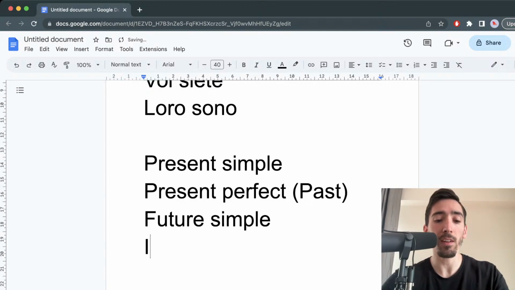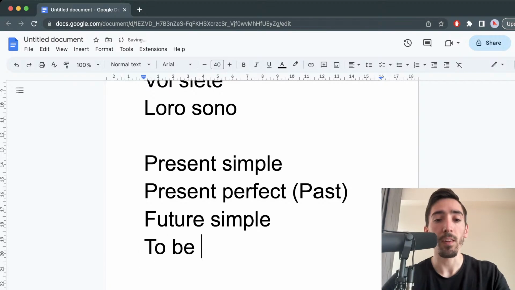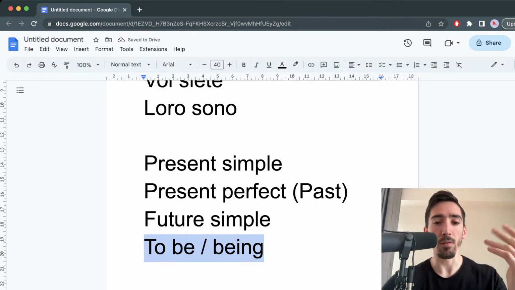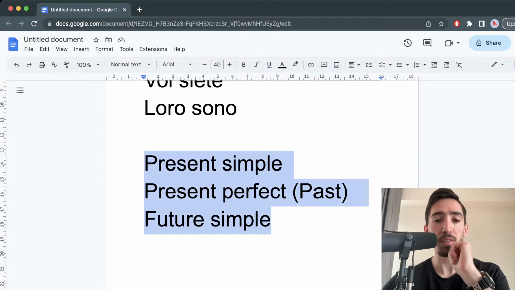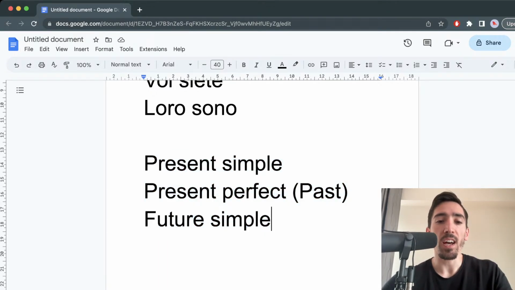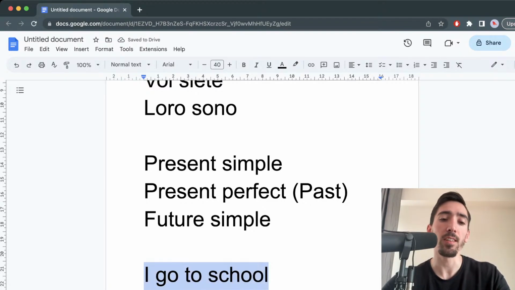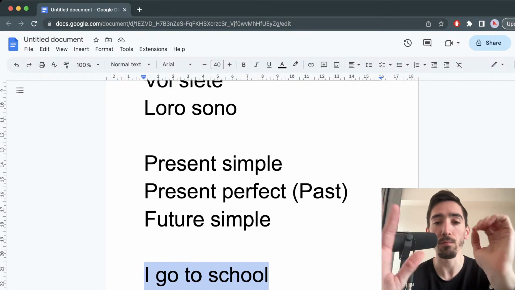One is the infinite, and then we have the gerund. So for example, to be and being, right? They don't have 6 different persons to learn, so they're really trivial. But in terms of like tenses to learn, present simple, present perfect, and future simple. Now, here's the deal. If you want to say, for example, I go to school, how would you translate this sentence in Italian exactly the way it is? So in the present simple, I go to school.